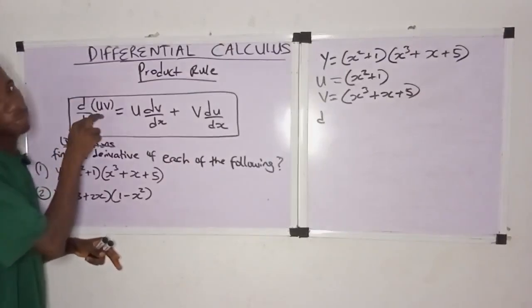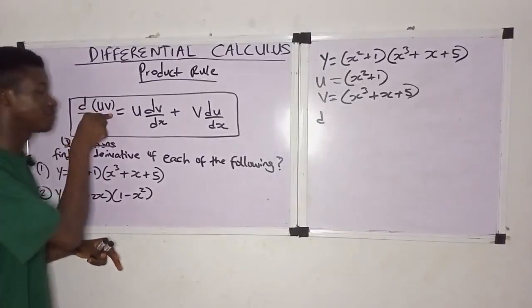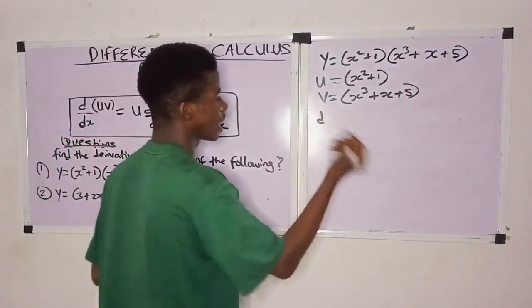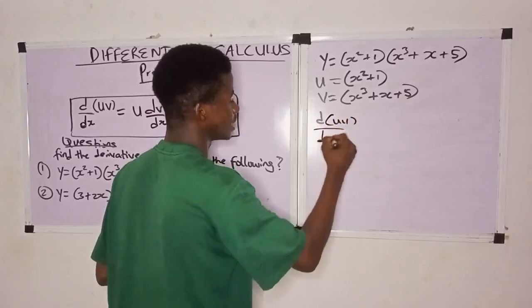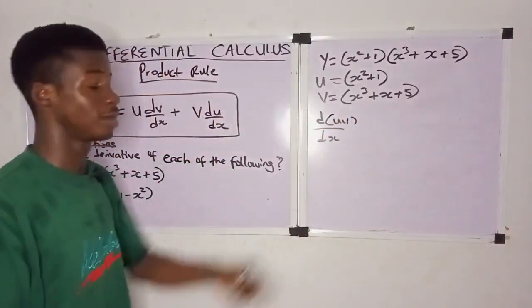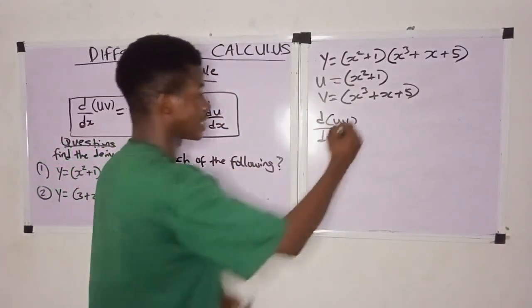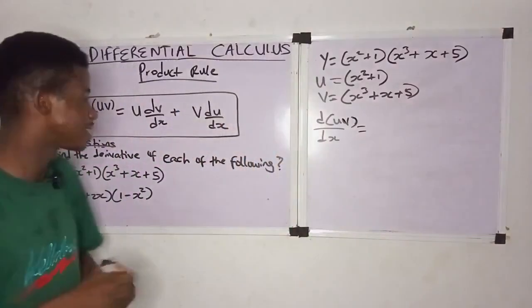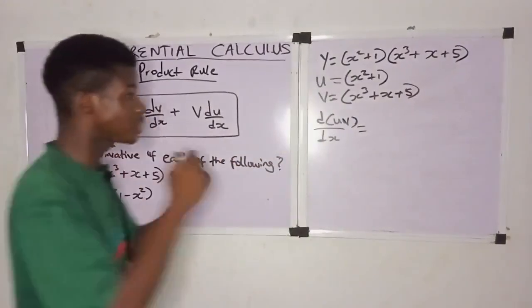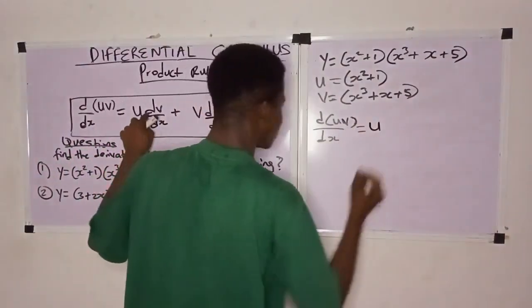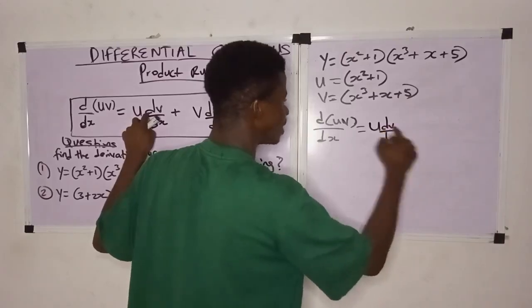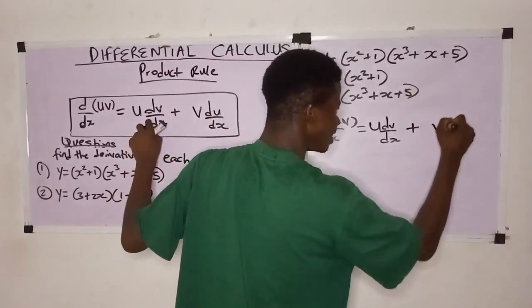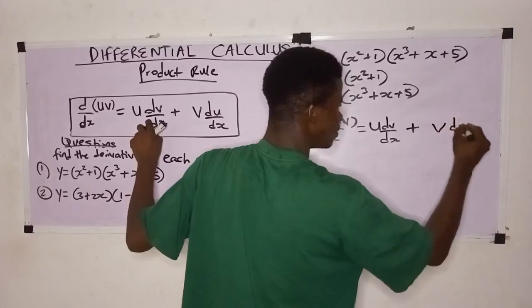Look at it, UV, they are multiplying each other. So we are differentiating UV with respect to s, that is d(UV) over ds. Please take note of this formula, it is very, very important. It equals: bring out U, then dV over ds, differentiate V with respect to s. Then plus, next, bring out V, then we differentiate U, that is dU over ds.